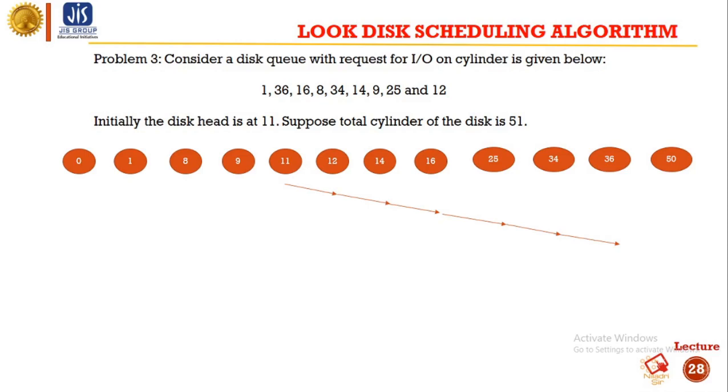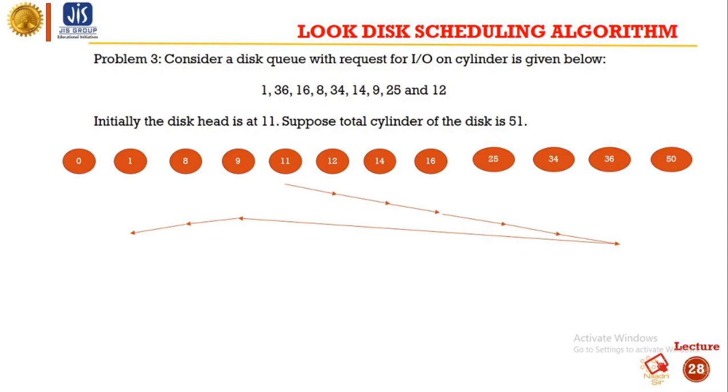But in case of the SCAN or C-SCAN scheduling algorithm, we move to the end of the cylinder. In this case, we will not move to the end of the cylinder. We will move to the opposite direction. So from 36 we will move to 9. From 9 we will move to 8. From 8 we will move to 1. So this is how we will move.